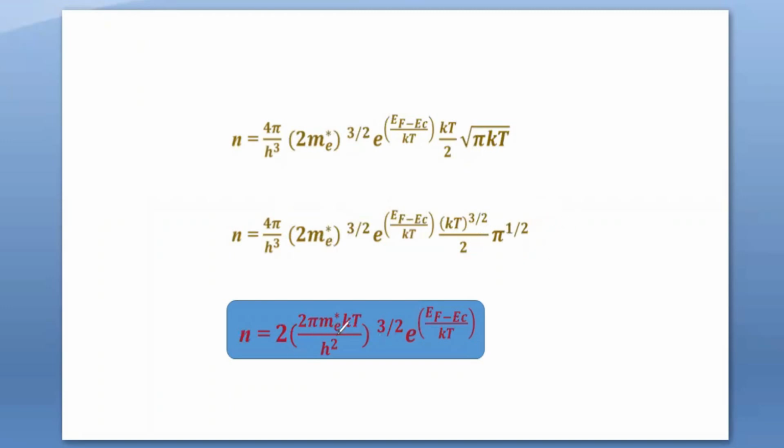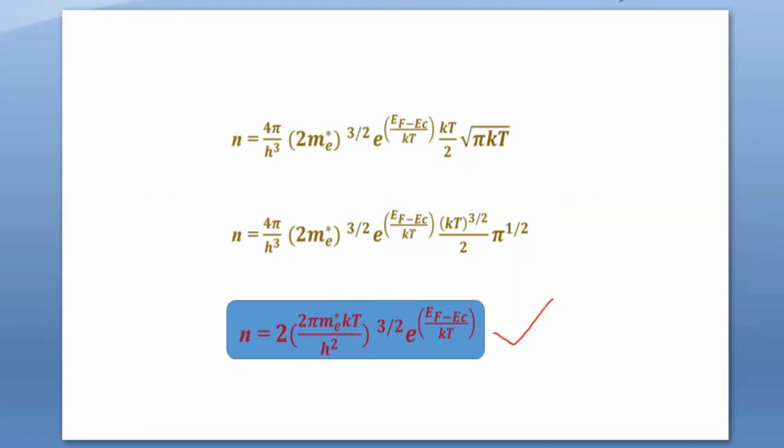Finally, after putting all these under one bracket, we'll get n = 2 (2π m_e* kT/h²)^(3/2) e^((E_F − E_C)/kT). This is the expression for the density of electrons present in the conduction band in a pure semiconductor.